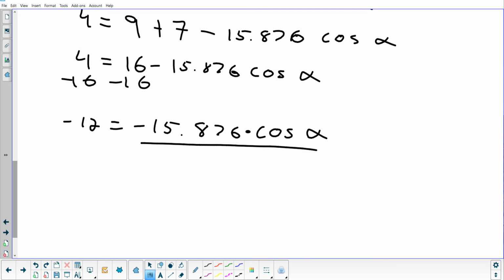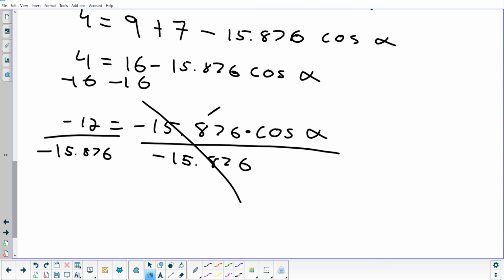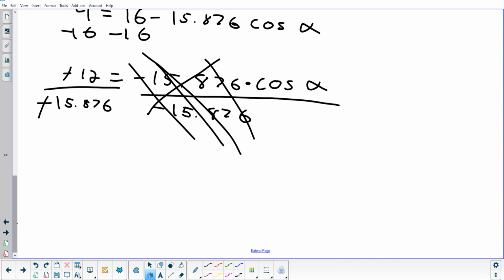Yes, we're going to divide by negative 15.876. That cancels all that out. If you want, you can cancel these negatives. Negative divided by negative is positive. Don't even do that. Just leave it. 12 divided by 15.876 equals cosine alpha. And what do you think my last step is now? Yep. Inverse cos on both sides.